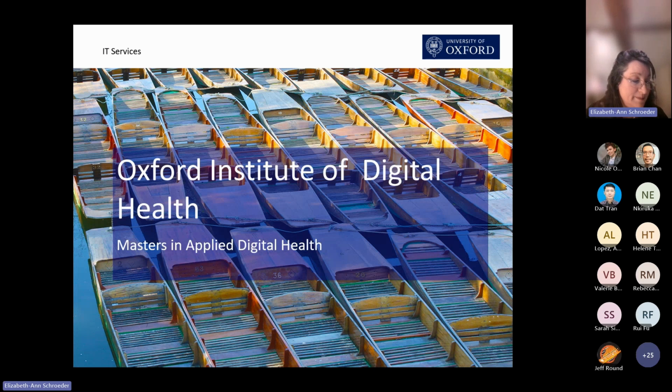Finally, the department is building an Institute of Digital Health. This supports research collaboration and also hosts a master's in applied digital health. And so we have a module for the economics of applied digital health as part of this program.